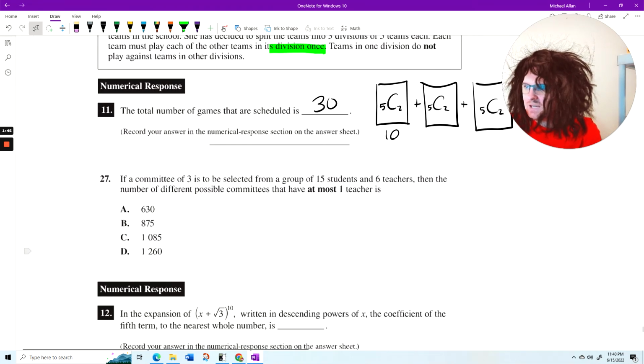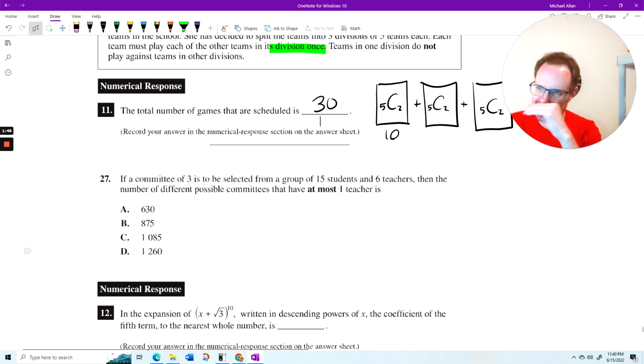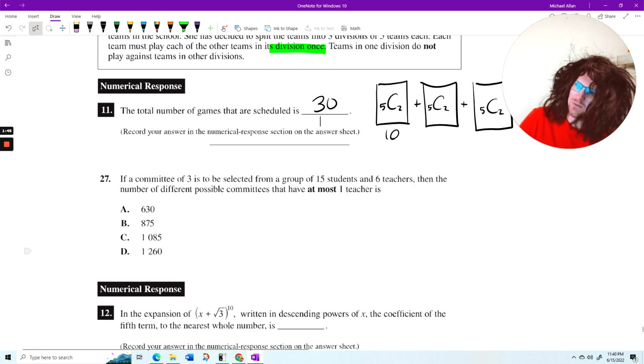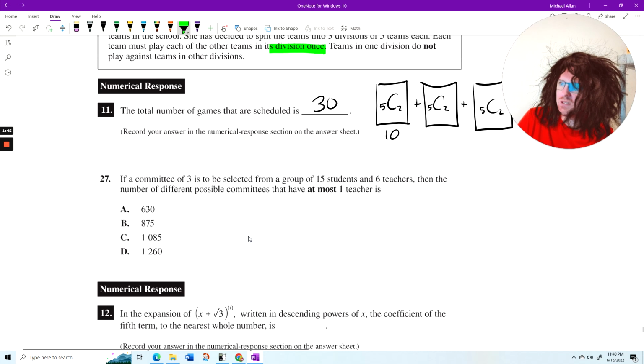That's it. Okay, a committee is being selected from a group of 15. We want at most one teacher, so that's the maximum number. I can't go any higher than one teacher. So how many teachers do we have?